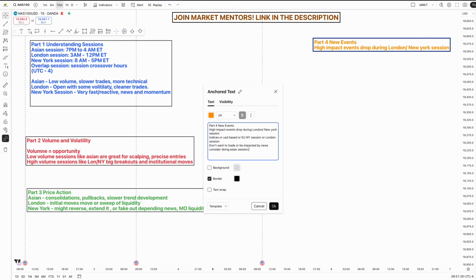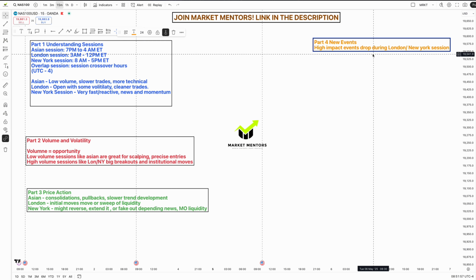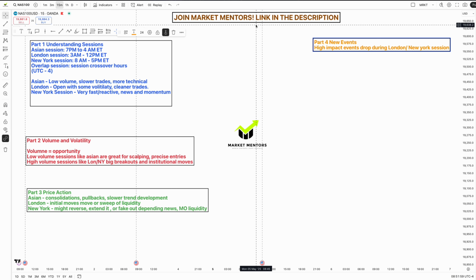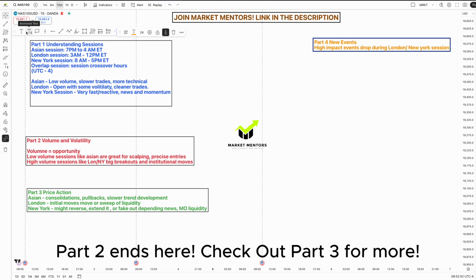If you don't want those random volatility moments, consider trading Asian session, because news events will really drive the market some days, especially with NFP week. It will really drive the US and European markets a lot. So if you don't want to be impacted by that, maybe you switch your trading time frame for a week or two, or you just understand what time the news is dropping. Maybe you don't want to trade New York session today. Maybe you trade London session one day because there's less news. It's important to understand those two are going to be the heavier news impacted sessions.